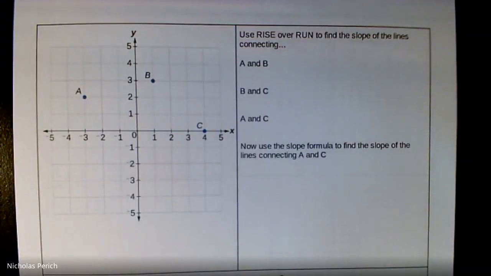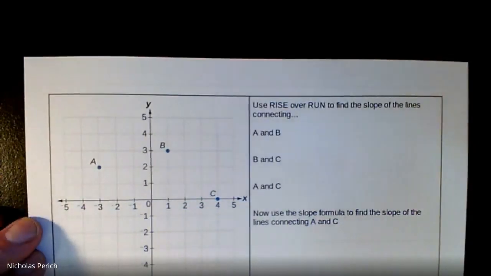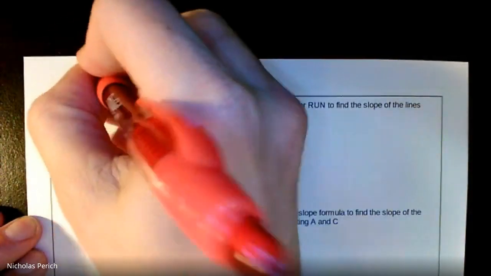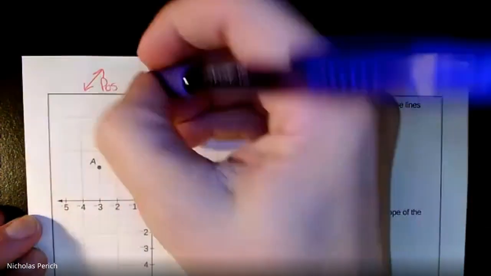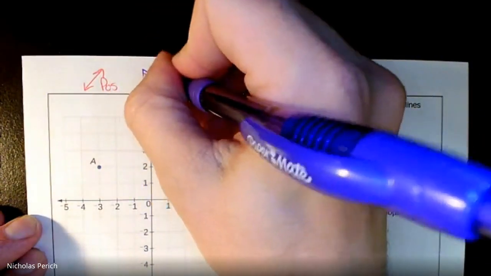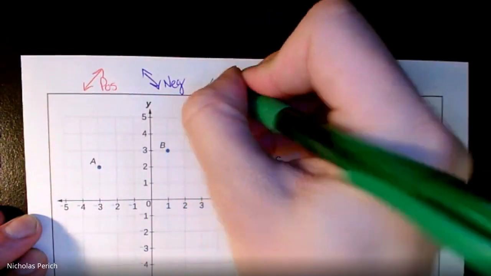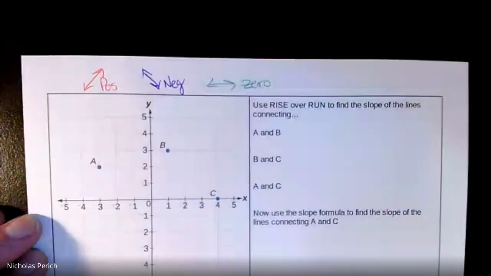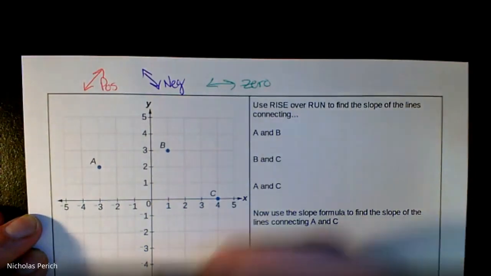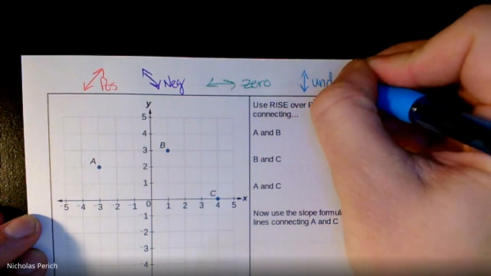Slope, as you know, is rise over run. And a little space up here, let me remind you the different types of slope. If it's up and to the right, it's a positive slope. If it's up and to the left, it's a negative slope. If it's straight left to right, it's a zero slope. And if it's straight up and down, it's an undefined slope.